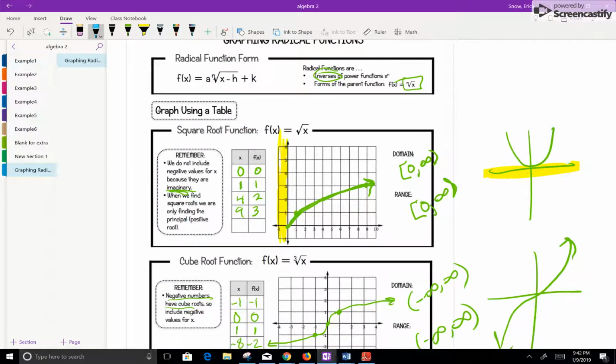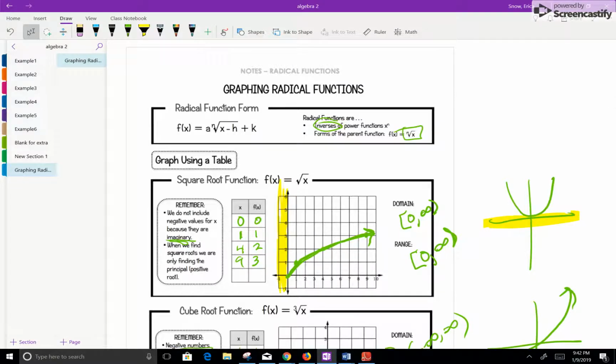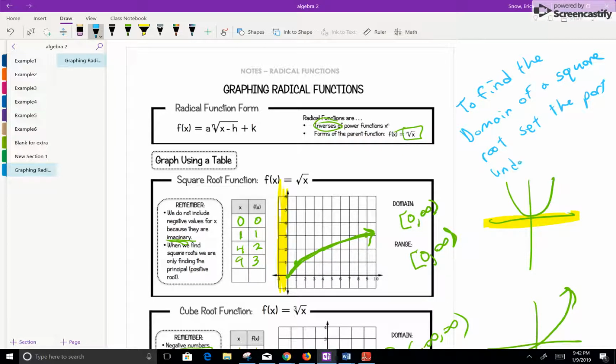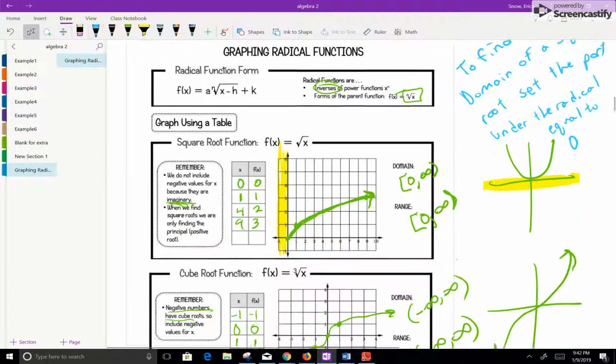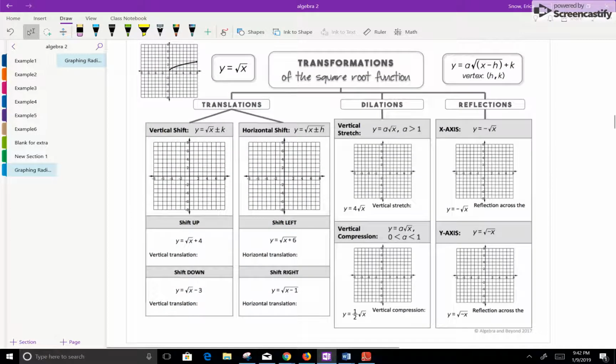All right. Also, I want to talk about something really fast. I want you to make this note somewhere. To find the domain of a square root, set the part under the radical greater than or equal to 0. Okay, just write that down. We'll revisit that a little later.